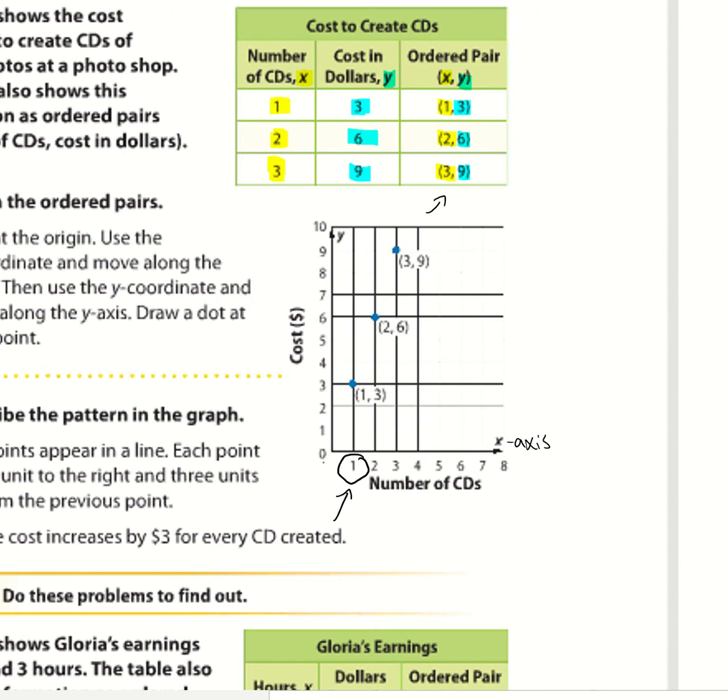Because my x is 1 and my y goes up 3. So x is horizontal, y is vertical. I go over 1, up 3. That's (1, 3). Now to get to the next point, you follow the same rules. My x is 2, so I go here for x is 2, and I go up 6 to get my ordered pair of (2, 6). Same with (3, 9). I find 3 on my x-axis, which is here, and I find 9 on the y-axis, which is here. So I go up 9 spaces. My ordered pair here is (3, 9).